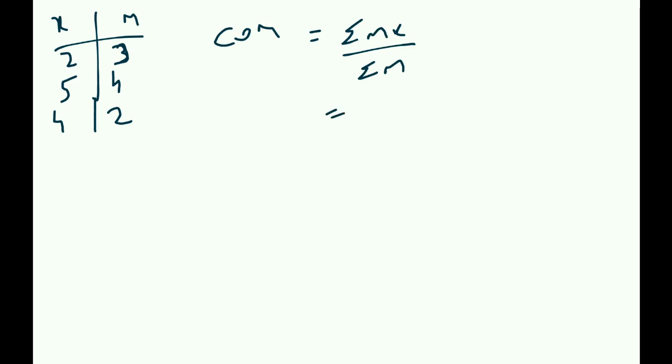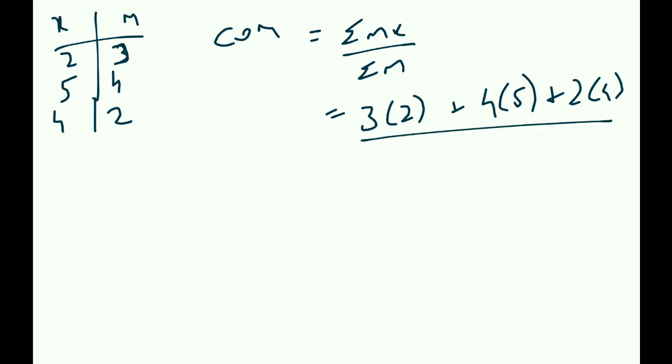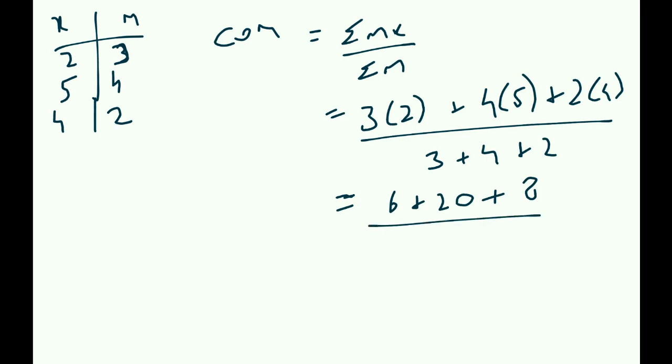Let's do that. What's m into x for the first one? It's going to be 3 into 2 plus 4 into 5 plus 2 into 4 divided by sigma m, that's 3 plus 4 plus 2. And you calculate, you get 6 plus 20 plus 8 by 3 plus 4, 7 plus 2, 9. 28 plus 6, that's 34. 34 by 9. Oh man, I don't like this number.